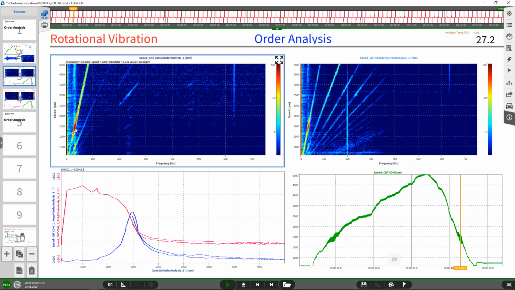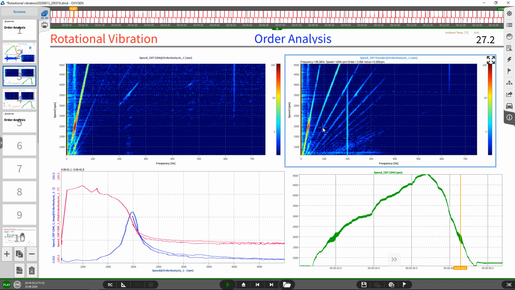When we move the cursor on top of those hotspots, we could see that there's a frequency of 34 Hz, approximately 2000 rpm, and this reflects the first order. The same thing on the right side. Here we have additional orders, and also when we move the cursor over such an order line, we could immediately see the frequency, the speed, and in this case this line is reflecting the third order.